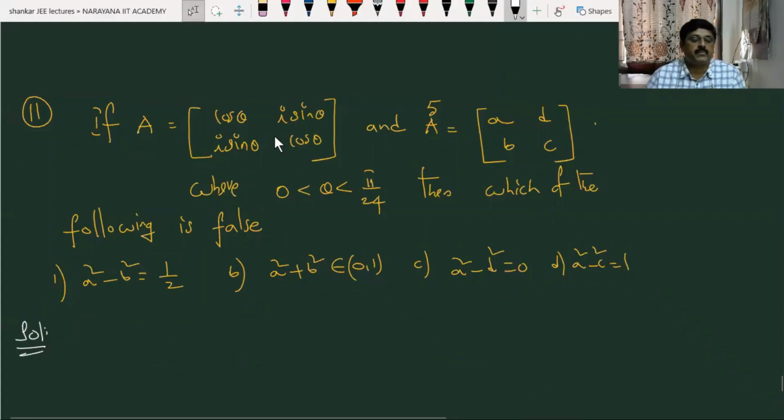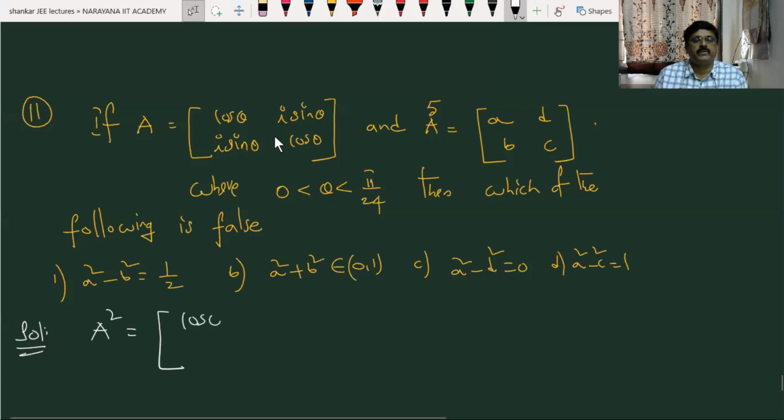Okay, students. Next problem. If A is equal to the matrix [cos theta, i sin theta; i sin theta, cos theta], and A power 5 is equal to the matrix [A, B; C, D] given, where theta lies between 0 and pi by 24, students, then which of the following is false? Question is, which of the following is false, students?